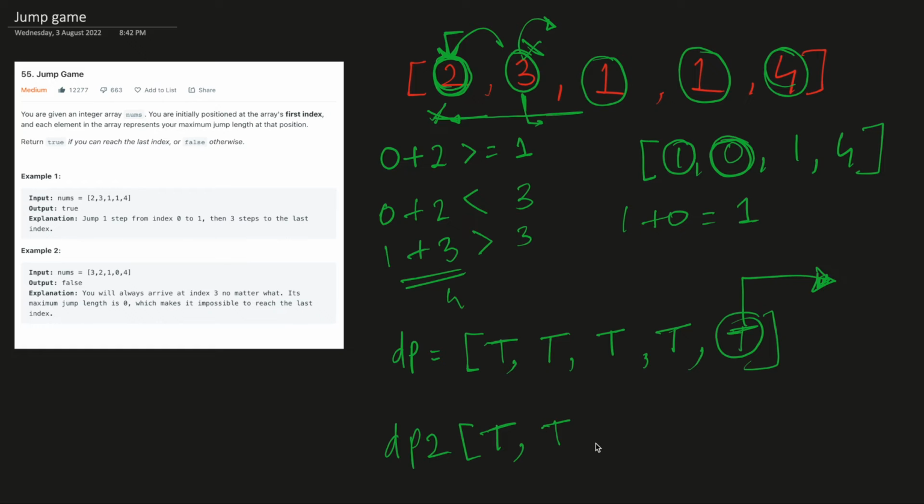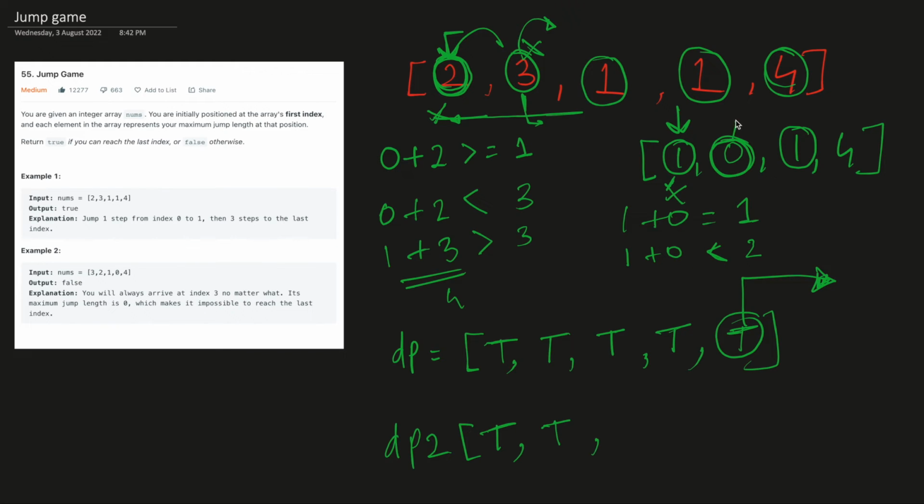Okay, we will mark this as true. Now let's move ahead. Can we reach this position? Let's check. First we will calculate here. Is 1 plus 0 greater than the index of this, 2? No, this is actually less than 2. So we couldn't reach this index via this one, so we will not do anything.